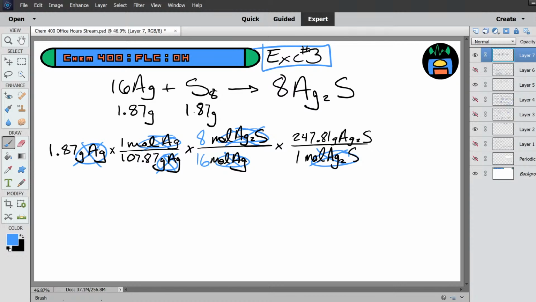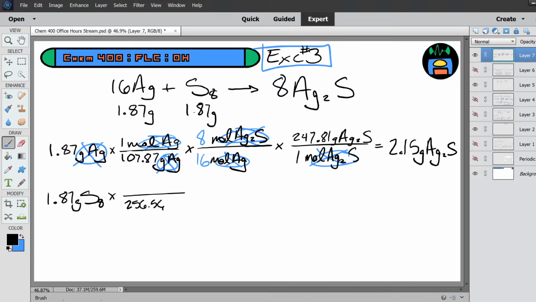All right, so for silver, based on this mass, I can keep 3 sig figs. This would be 2.15 grams of silver sulfide. Then we repeat this for S8. So first we convert to grams, so 32.07 times 8. That'll be our molecular mass, so 256.56 grams of S8.